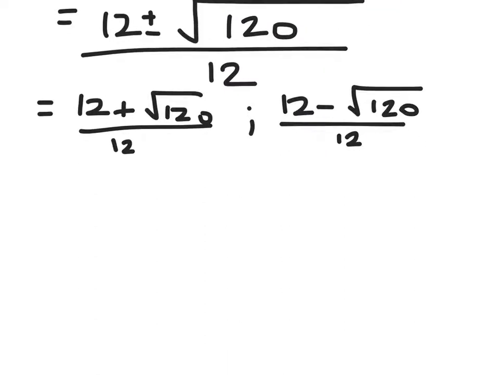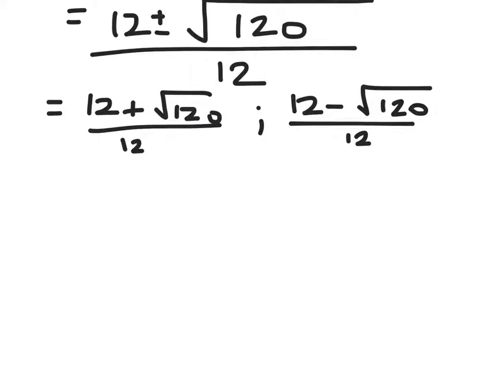So you go to your calculator, and in your calculator now, you're going to type 12 plus the square root of 120 equals. It's going to give you an answer, and then press divided by 12. So it's going to give you 1.91. Let me get my pen. So the first one there is equal to 1.91.